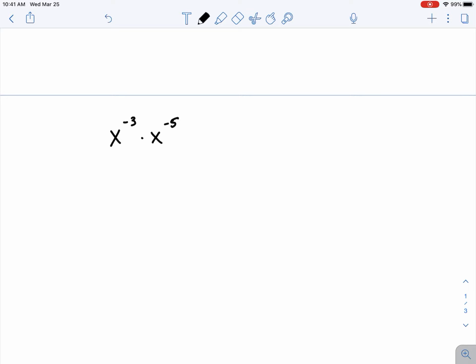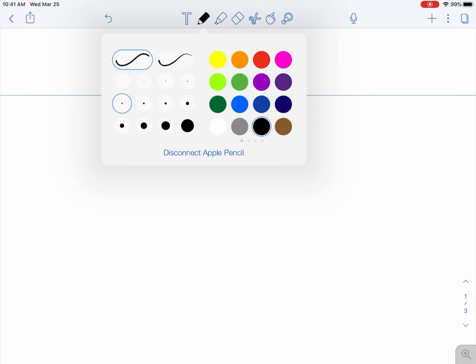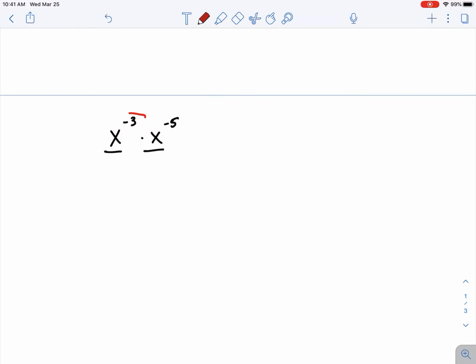So in this situation, because I have 2 x's on ground level, the rule says that I take my exponents and I add them. Now, because they're negative, that means that they're going to add in the negative direction. So this is going to be negative 3 plus a negative 5, which is going to give me negative 8.